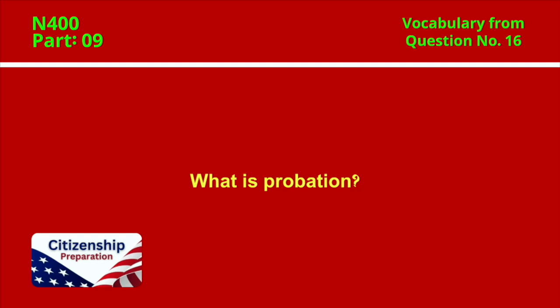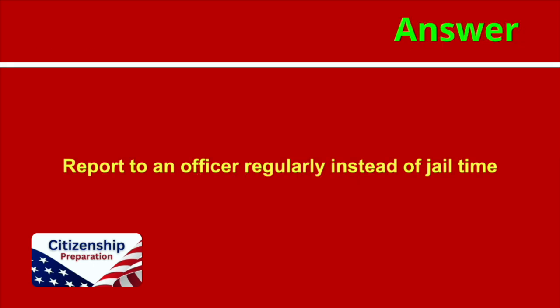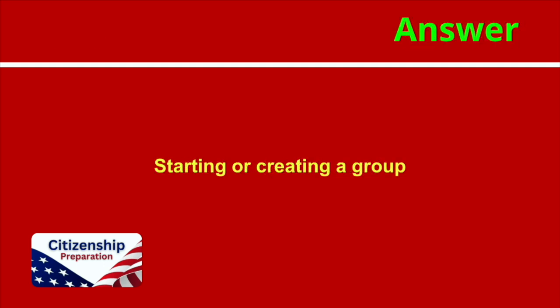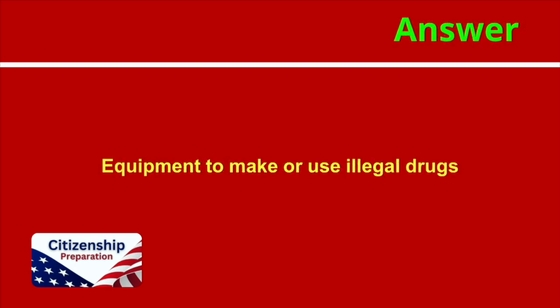What is probation? Report to an officer regularly, instead of jail time. What is establishment? Starting or creating a group. What is drug paraphernalia? Equipment to make or use illegal drugs.